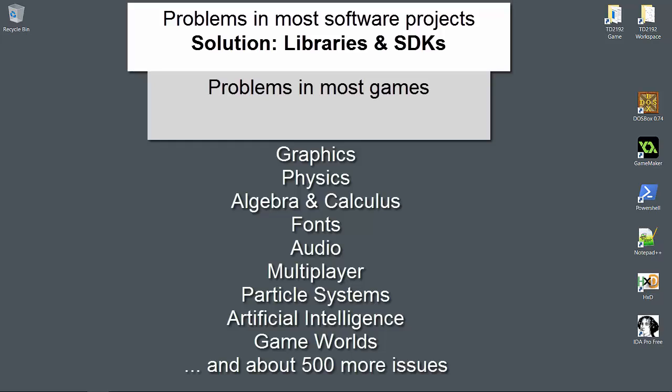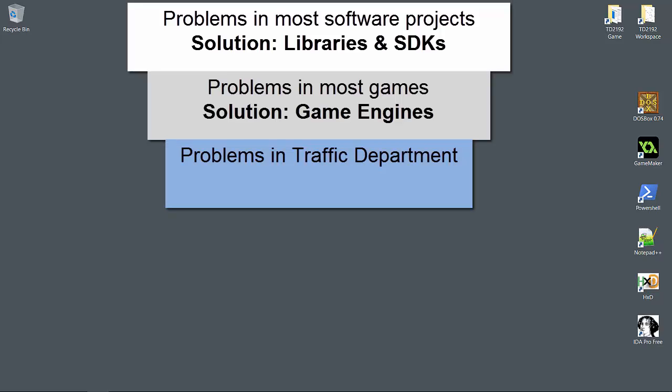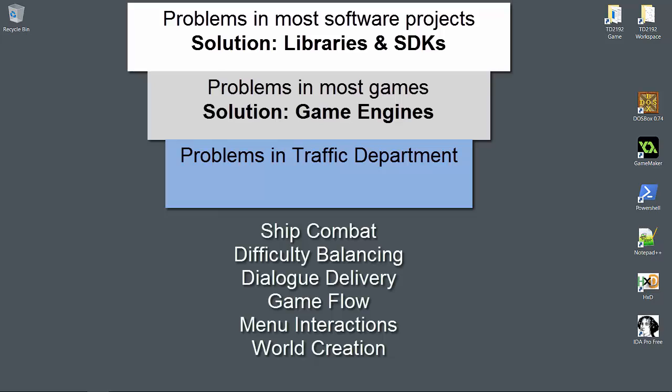And this is where game engines come in. They provide solutions to common problems game designers have to solve. Game engines allow us to focus only on the final class of problems, those specific to our game, which in our case is Traffic Department. Examples of Traffic Department problems include how to drive the dialogue sequences based on user input, or how to draw the city based on what we know from the map files and the BLK files.